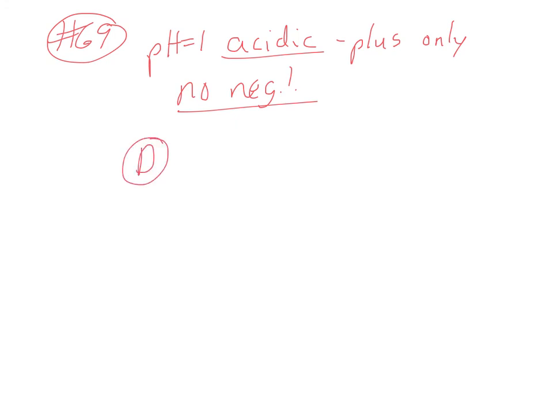Now, how else could they ask this question? They could say, all right, at pH 12, what's the predominant form? That would be in basic conditions. And then what would you need? All negative charges, no plus charges. They could say pH 7. If it's at pH 7, that's net neutral, so you'd have a 1 plus and 1 minus. So if you look at the answers, A would probably be pH 7.